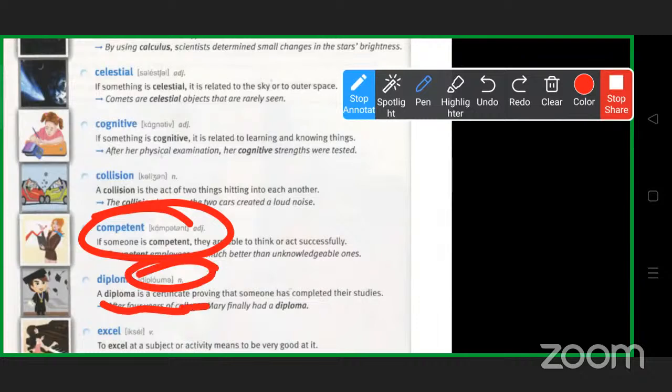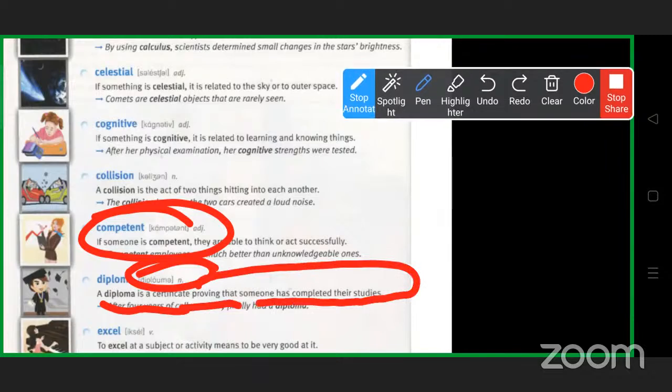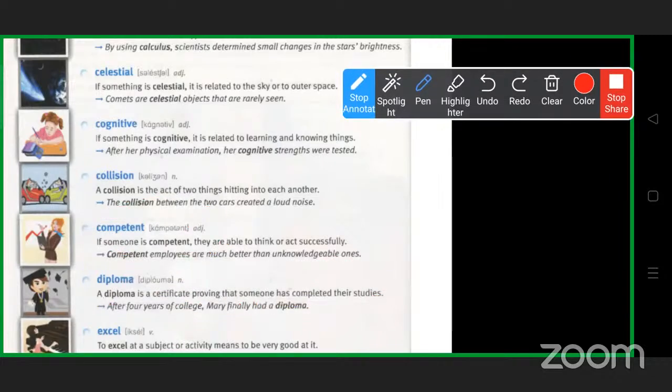So a diploma is a certificate proving that someone has completed their studies. A diploma is a kind of certification for a person to indicate that I have done the studies in a certain field. So after 4 years of college, Mary finally had a diploma.